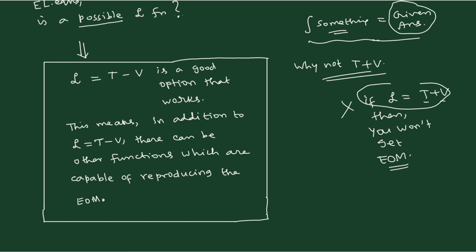That is exactly the reverse work that people have done. And that is the one which gave you the expression T minus V. So that is where we have to remember. And it doesn't mean that T minus V is always the only option. That is also very important. In addition to the T minus V expression, there can be other functions which are capable of reproducing the equation of motion. But then the immediate question comes, then why don't you write down all those expressions? But we do not know them. So that is the point.